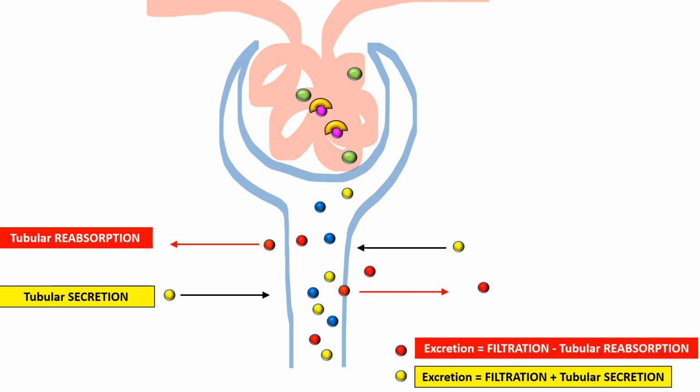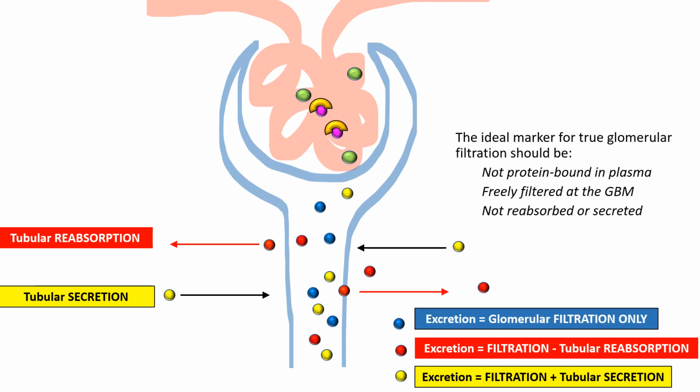The yellow ones come from both glomerular filtration and tubular secretion. The best solutes to follow to measure glomerular filtration rate alone are the blue ones. These are not protein bound, they are easily filtered, and they are neither reabsorbed nor secreted by renal tubules. So let's go look for the perfect blue solute in real life.